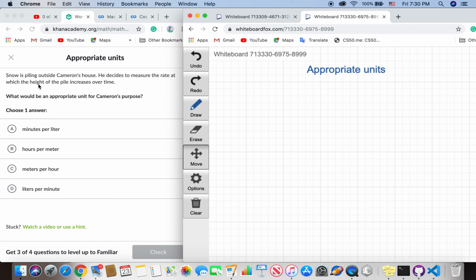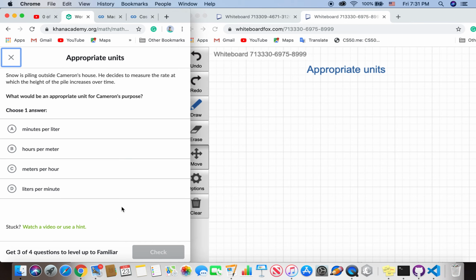So it's asking about the height, not volume, which means the liters can be cancelled out, which means the answer is one of B or C. So is this hour per meter or meter per hour? He wants to know the height of the pile increase over time, which just means he doesn't care how high the pile is, he cares about time. So he will record it as like 1 hour, 2 hours.